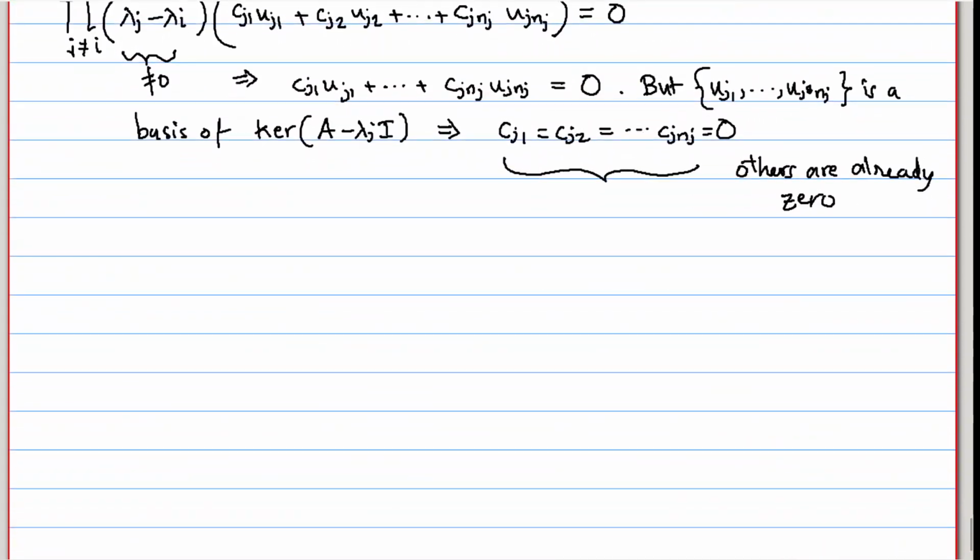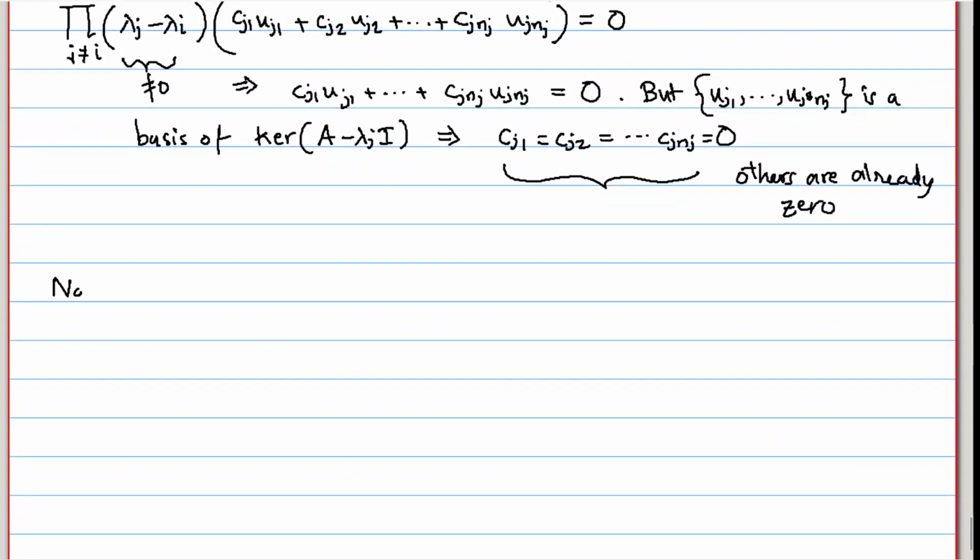So this is another corollary. What we have seen is that if you have n distinct eigenvalues, that implies that the matrix is diagonalizable. The converse is not true. The converse is not true.